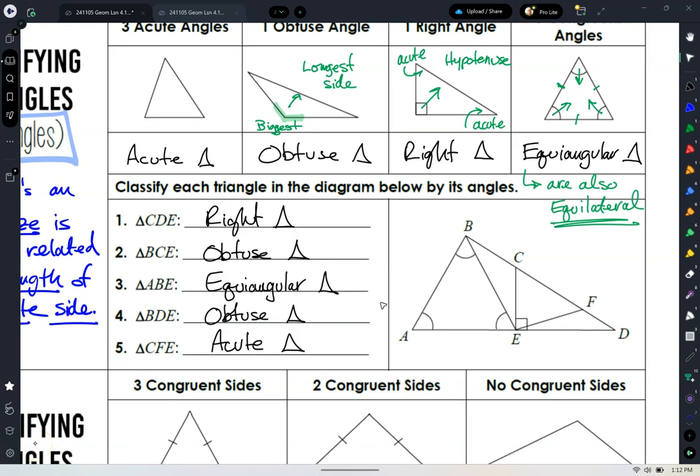All right, let's take a look. Did you come up with these right here? Let's see who got all of them right, all the way around the room. Let's see who got it right.